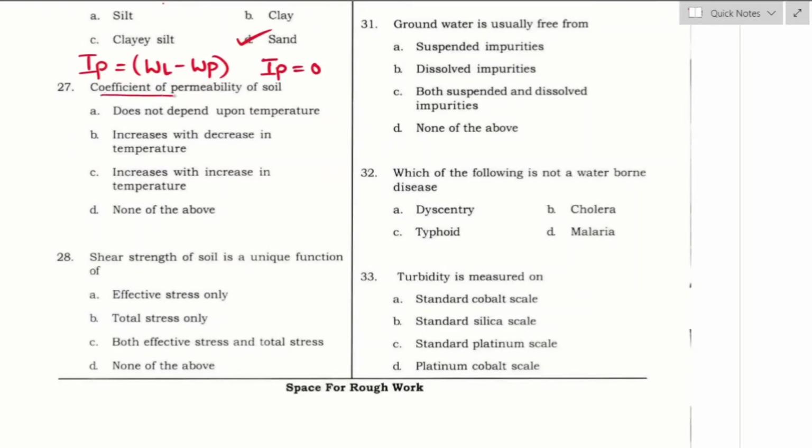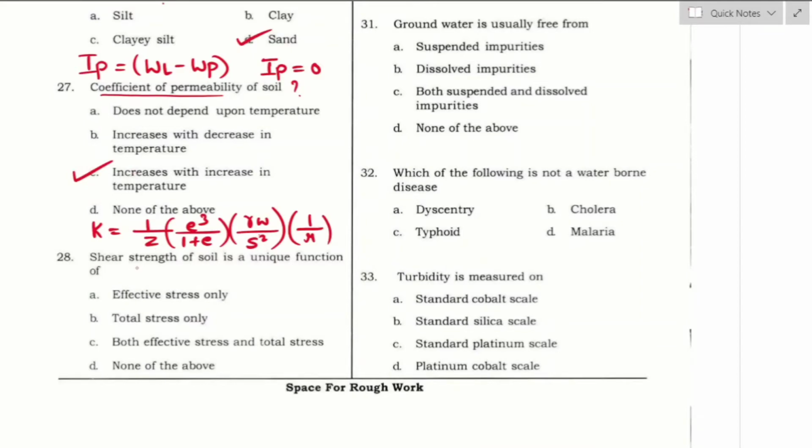Question number 27. Coefficient of permeability of a soil. Coefficient of the permeability of the soil is given by the formula K is equal to, where Z is called a constant, mu is the dynamic viscosity, S is the specific surface, and gamma W is the unit weight of water. Where mu is the viscosity, higher the viscosity, lower will be the permeability of the soil, and viscosity of the liquid increases with the decrease in temperature, and hence the permeability reduces. So the coefficient of permeability increases with increase in temperature. Option C will be the right answer.